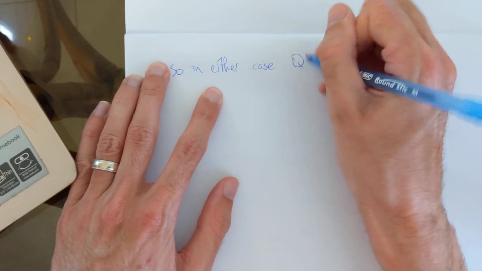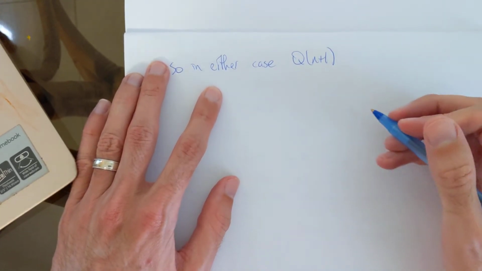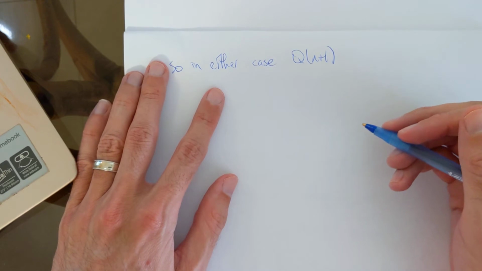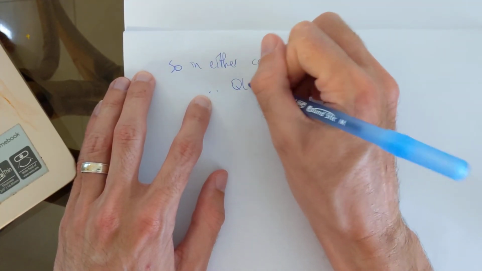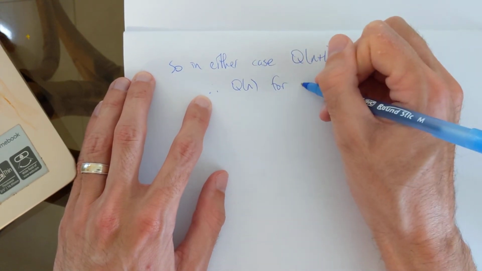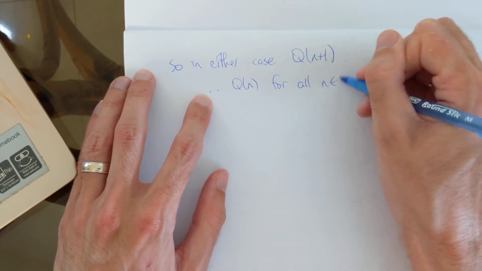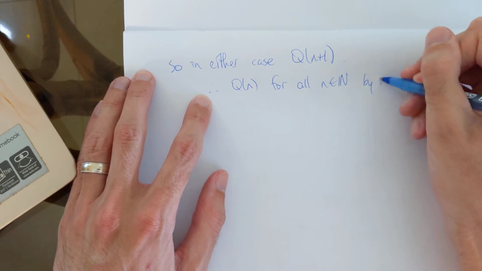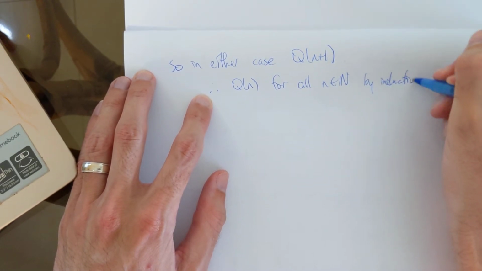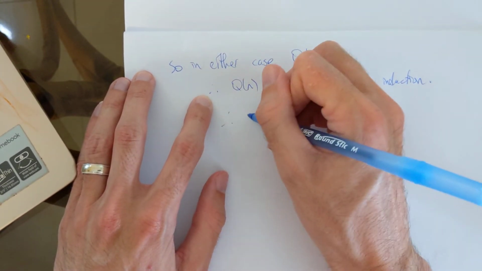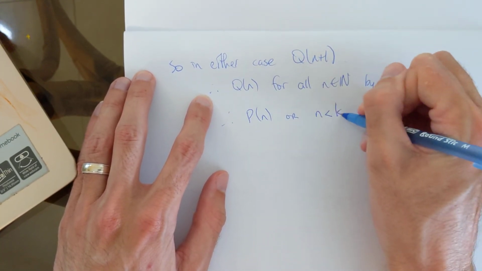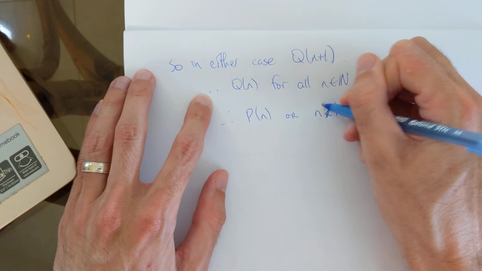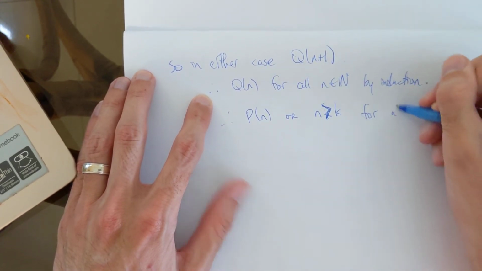So we've shown Q of 0, and we've shown Q of n implies Q of n plus 1 for all n. So therefore, Q of n for all n by mathematical induction. So therefore either P of n or n is bigger than k, for all n.